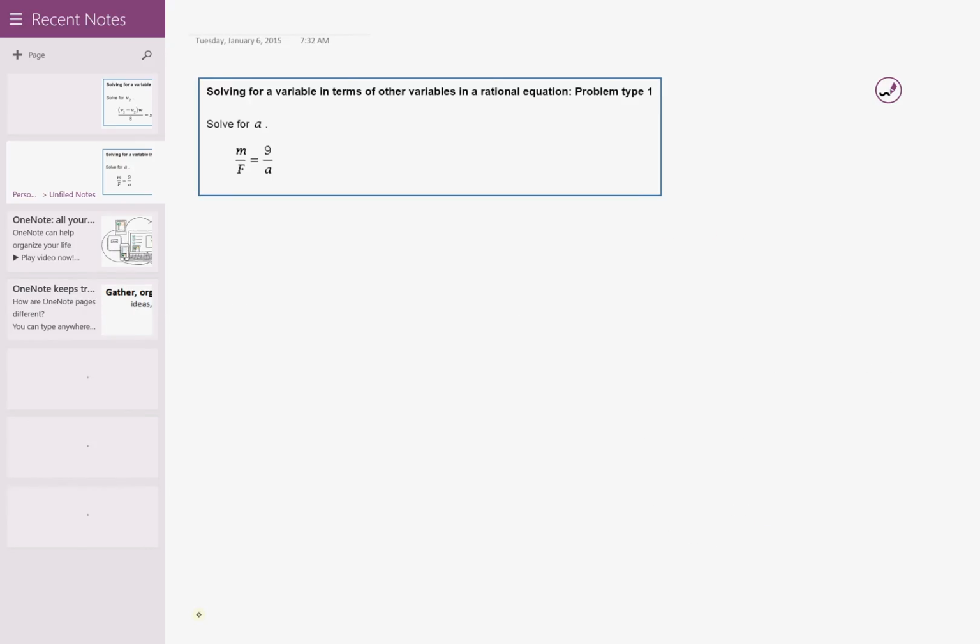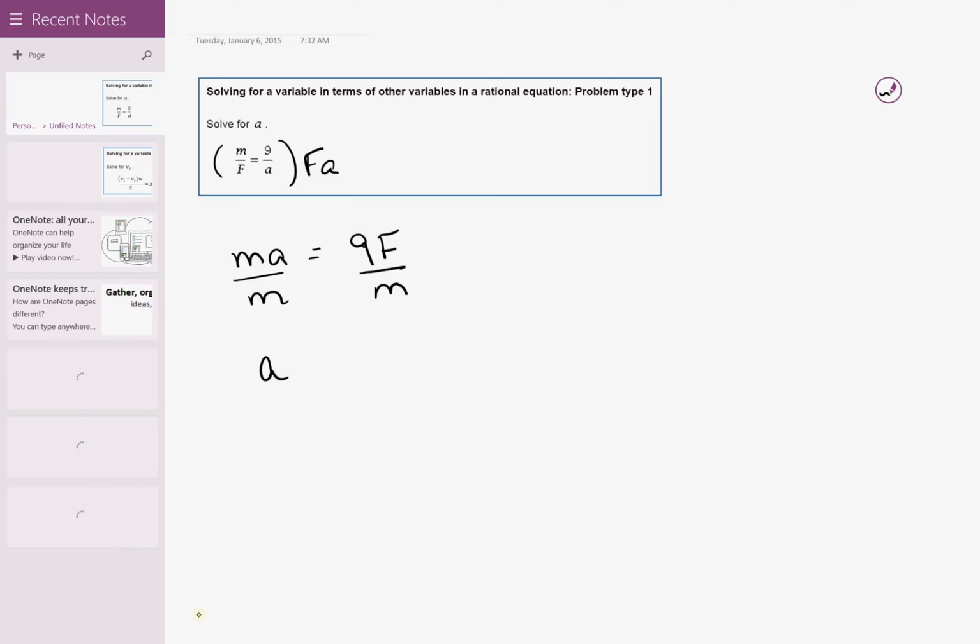So we're told to solve for A in the given equation. Now, there are multiple ways to handle this. I can multiply both sides of this equation by FA. And that gives me that MA is equal to 9F. And then divide both sides of the equation by M. And that gives me that A is equal to 9F over M.